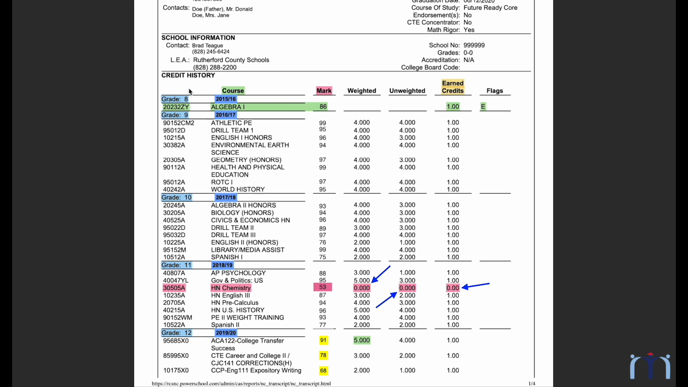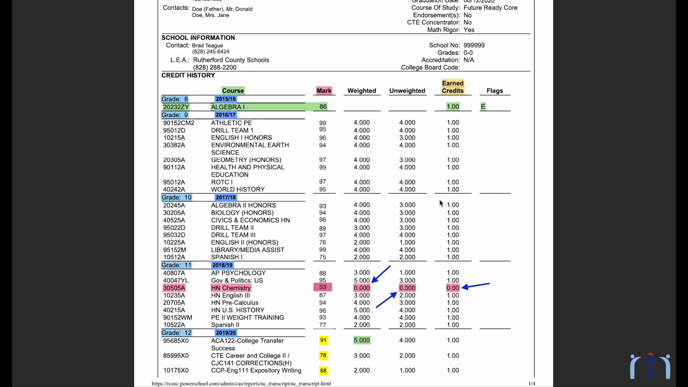Now, as we go on down here, the next thing you'll see in blue will be the grade. So the grade that they took the course. In this instance, we start with grade 8 because this student was able to get a high school credit in the 8th grade, and it will also give you the year in which they were in that grade. You'll notice that as we go on down, each grade is separated out by a marker or a line that distinguishes one grade from the next.